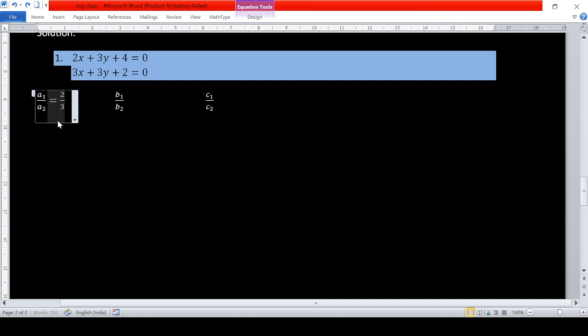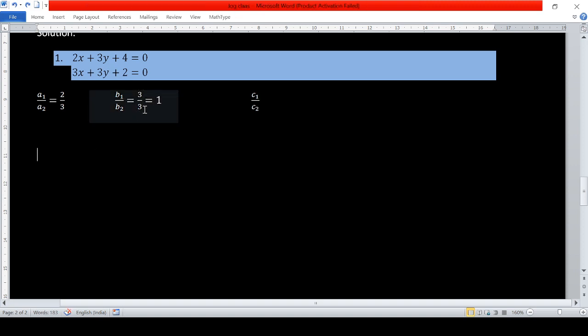See, a1 by a2 is equal to 2 by 3, because the coefficient of x is 2 in the first equation and 3 in the second equation. Likewise, b1 by b2 is equal to 3 by 3, which is 1. It is not necessary to find the third ratio now, but that is the procedure, so we'll find it. c1 by c2 is equal to 4 by 2, which is 2. We calculated all three ratios: the first is 2/3, the second is 1, the third is 2.